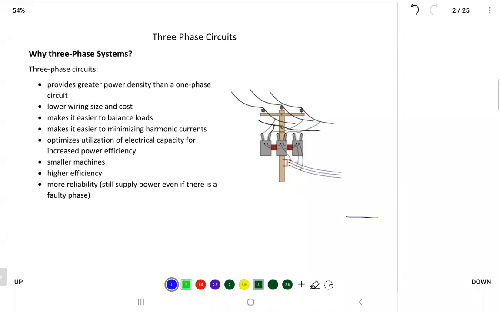If you have a vector at 0 and another vector lagged by 120 degrees and another one lagged by another 120 degrees, the magnitudes of all vectors are equal because you are dealing with balanced voltage. So all voltages are equal, the magnitude of this vector equals the other vectors, and the phase shift is 120 degrees between each phase.